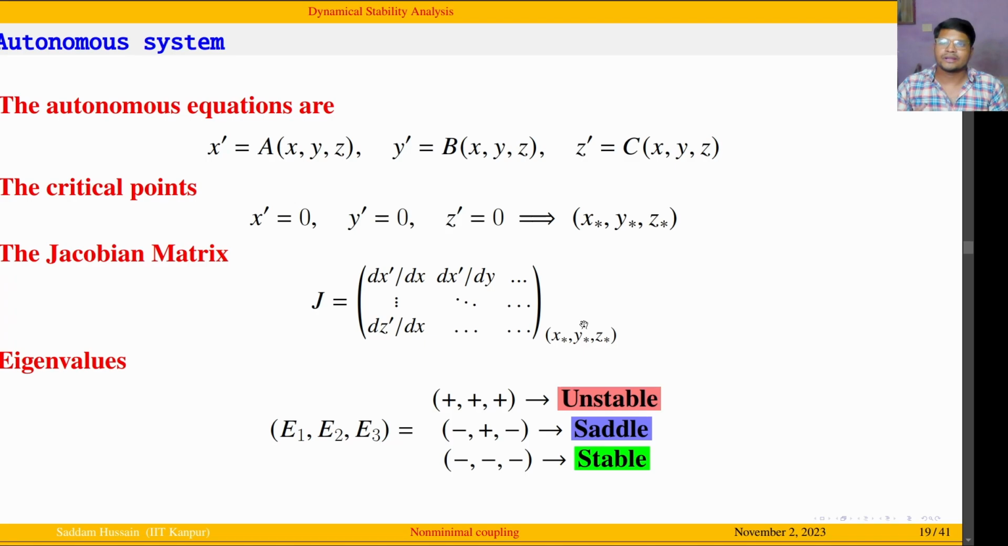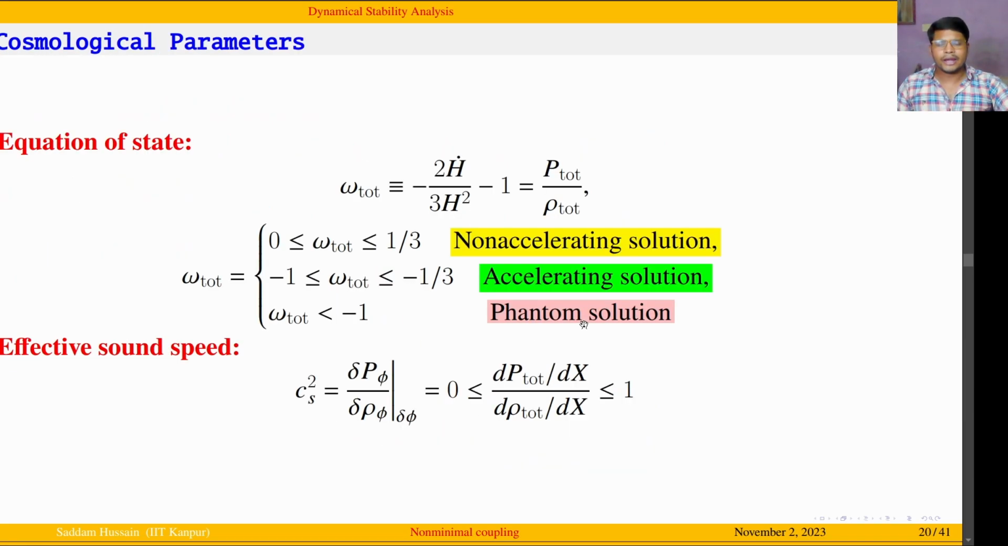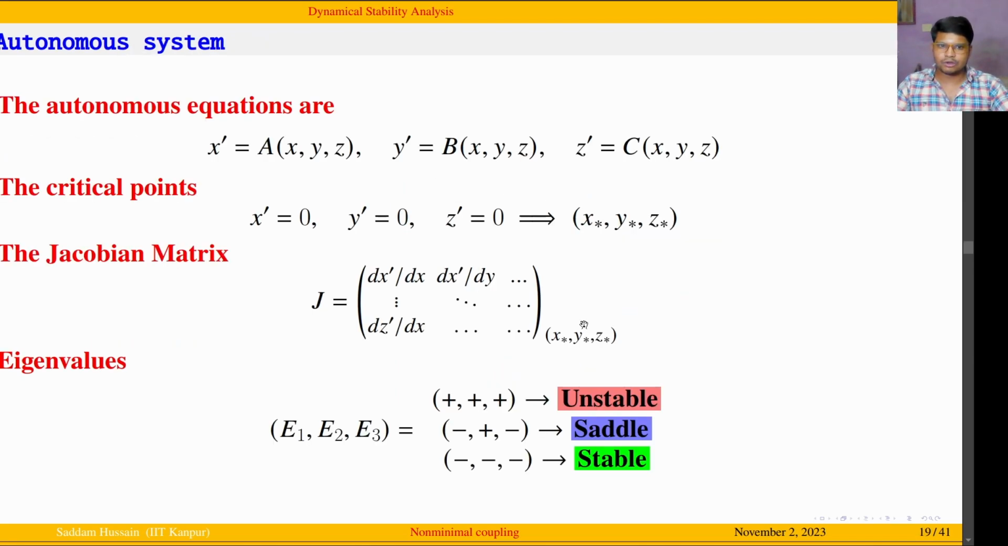In order to find the stability, we have to linearize this autonomous system. The meaning of linearization is that we do the Taylor series expansion of a, b, and c around the critical points, so that we have the Jacobian matrix, and then we get the eigenvalues. Based on the signs of the real parts of these eigenvalues, we comment: if the real parts are all positive, then this critical point is unstable. For negative signs, it is stable, and if we have alternating signs, then it is a saddle, right? So this is all about the stability.